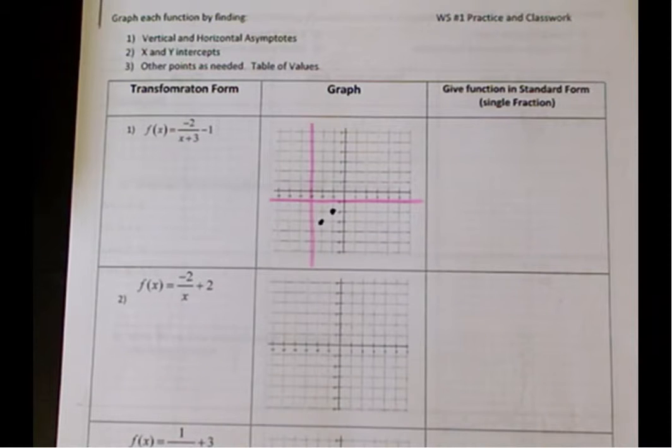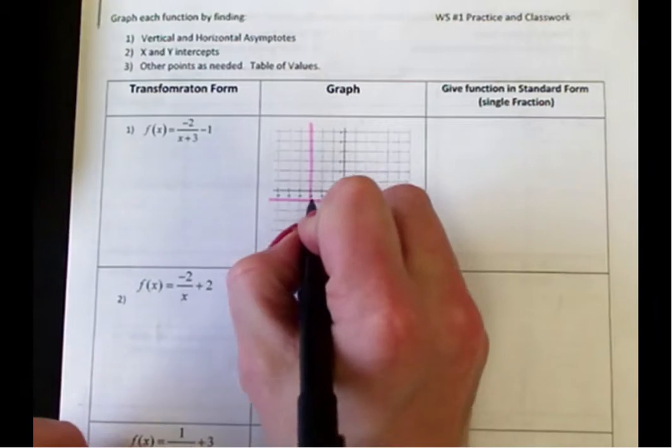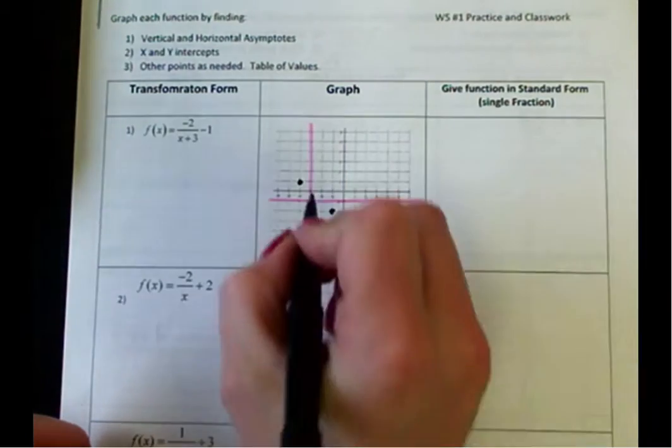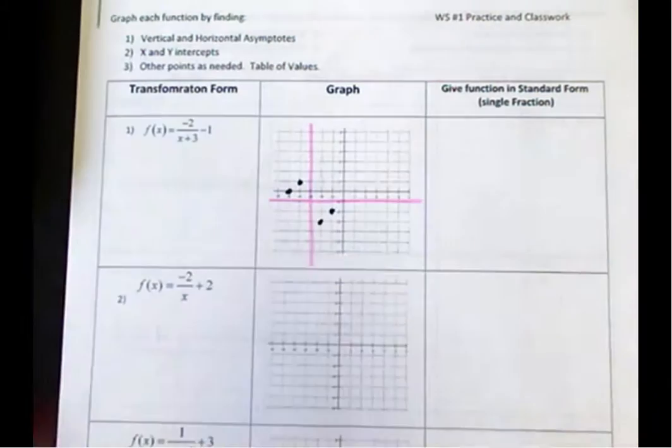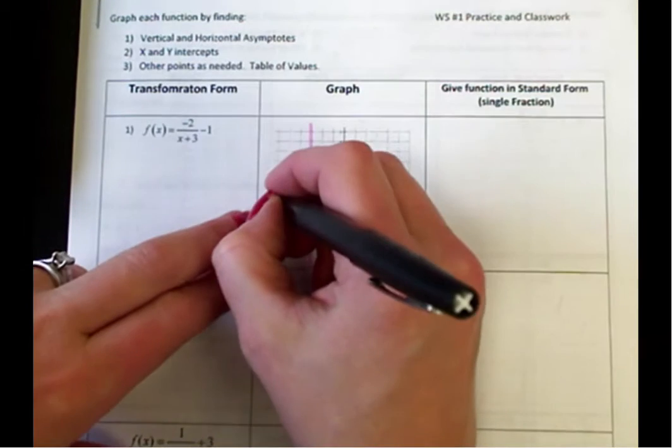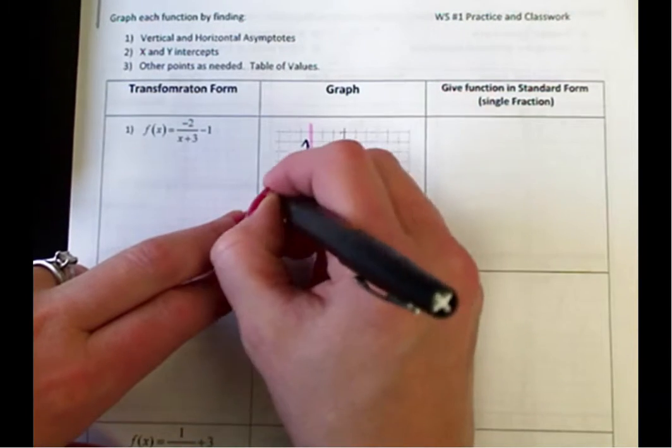1 point on a reciprocal graph actually gives you 4 points here, right? It's symmetric in the quadrants. There's 4 points. Looks like I plotted the x-intercept, which means you didn't actually have to solve for it. It was plotted. Okay.